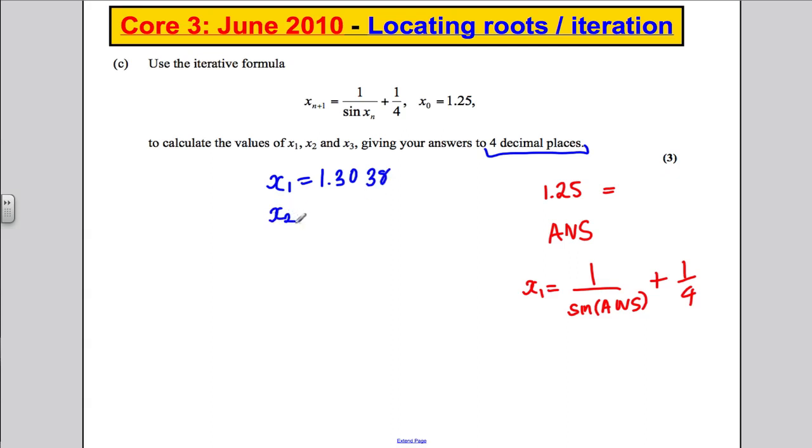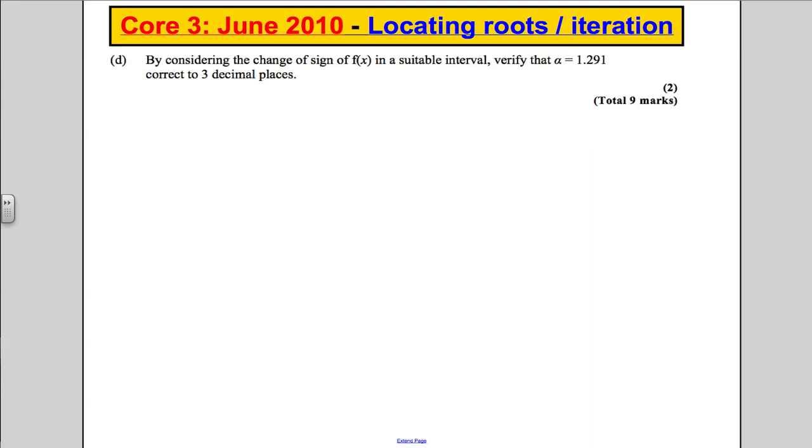Hitting equals again, we would get x2 is 1.2867. Hitting equals again for x3, we would get x3 is 1.2917, and we have done what's required for the 3 marks. Okay, and last, by considering a change of sign, show that this is right to 3 decimal places.